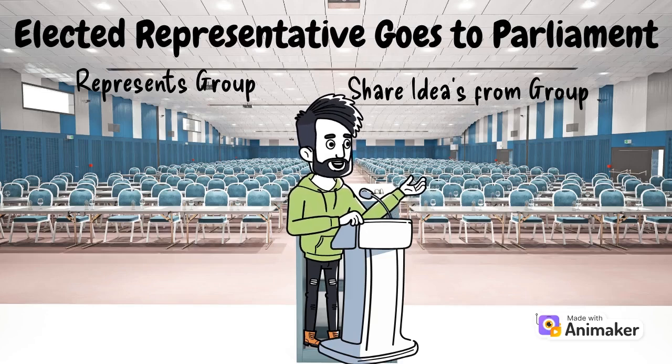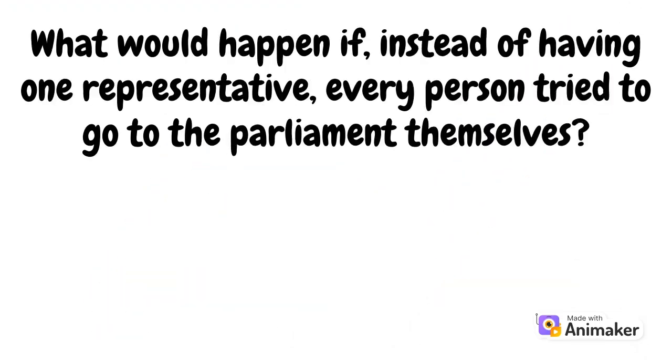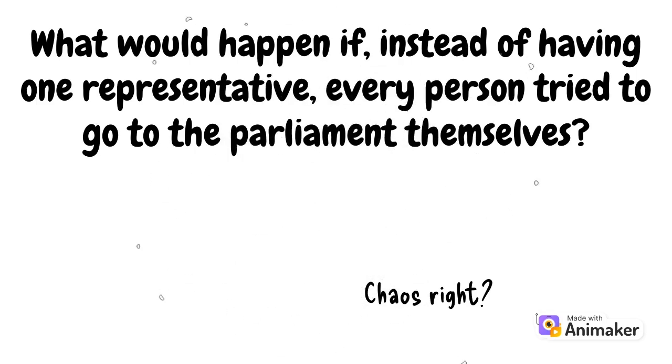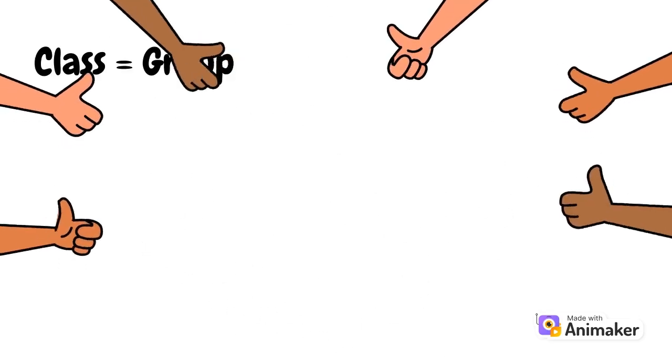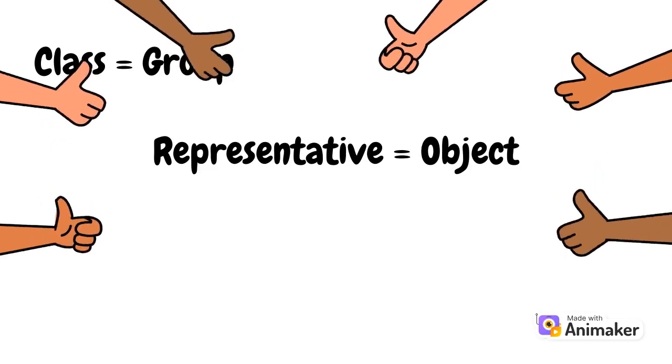Each group chooses a representative and their job is to represent their group, raise issues, share ideas, and execute decisions in the parliament. Now imagine if every single person in a country went to the parliament to raise their issue. It would be chaos, right? Total mismanagement. That's why we group people and send a representative instead. It's systematic, organized, and creates a clear flow, just like objects in OOP.